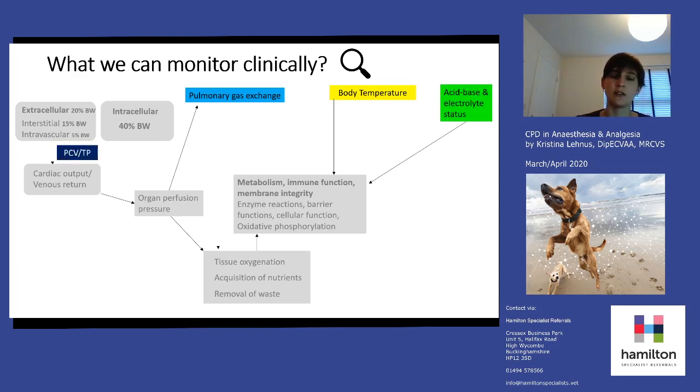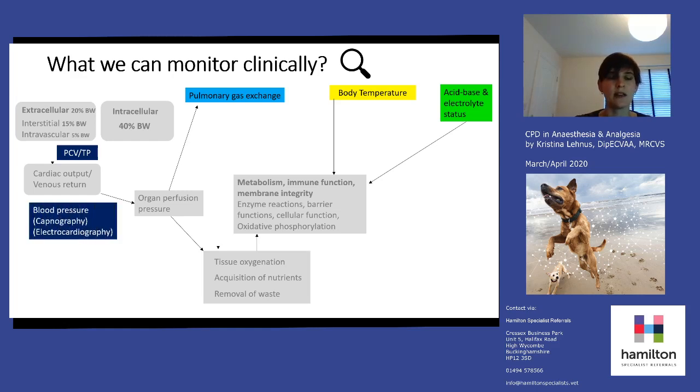And the first thing we can do is we can measure packed cell volume and total protein. So that won't give us a very global total body water estimation, but what it will do is tell us a little bit about what's going on in the intravascular space and whether or not we're losing the fluid component of plasma, basically.